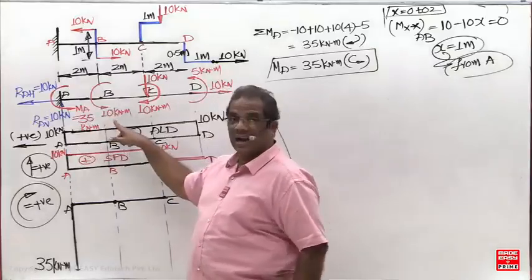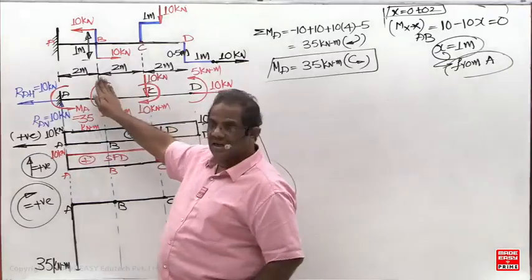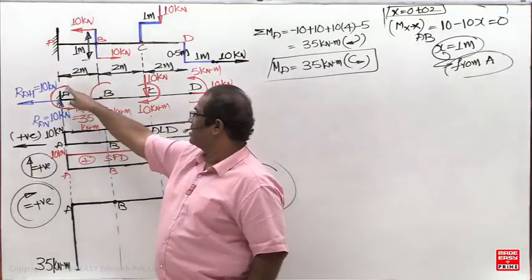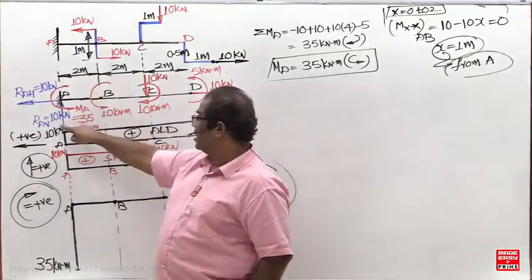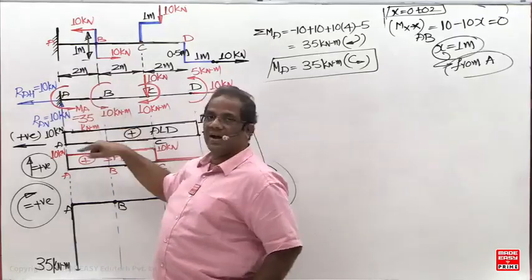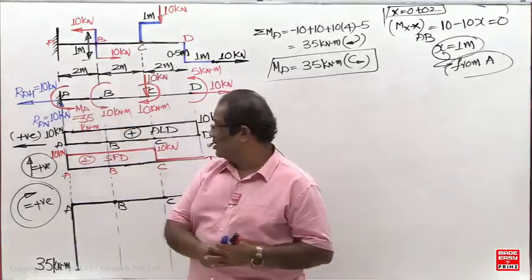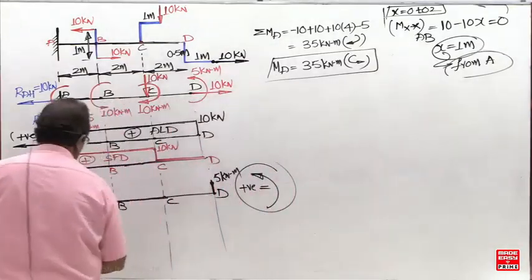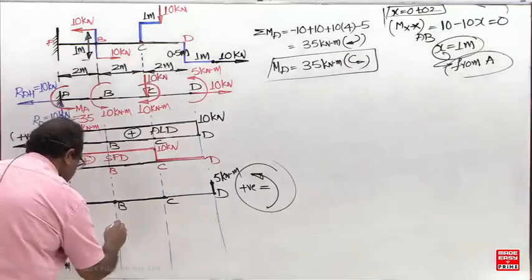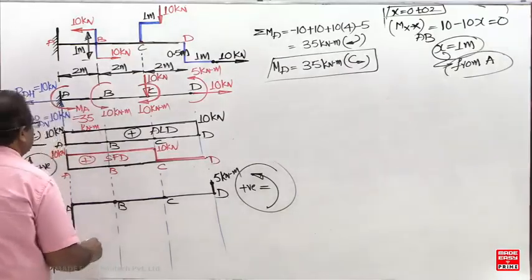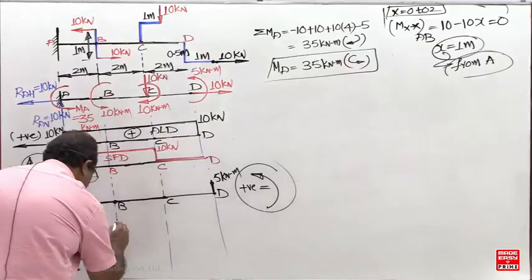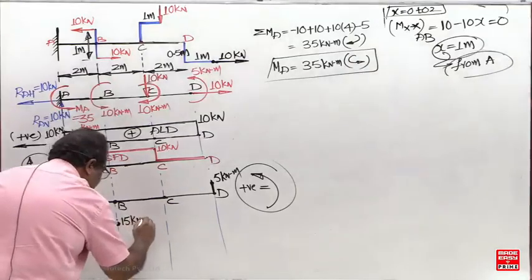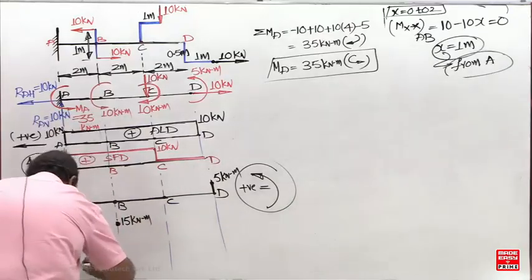Now here, how many times do you have to calculate the bending moment? 2 times. First neglect it. If you neglect it, what is the value now? 10 into 2 plus 20, and this is minus 35. 10 into 2, 20. 20 minus 35 is minus 15. Minus 15. So how to join it now? Linear.